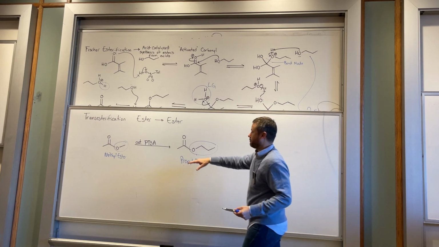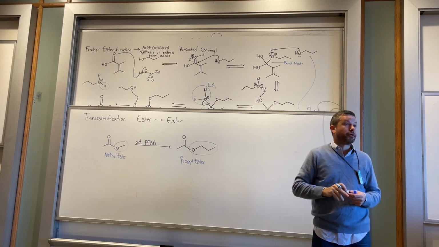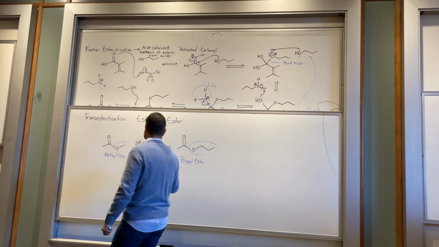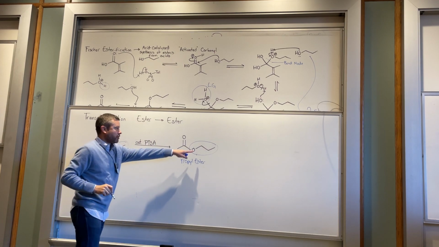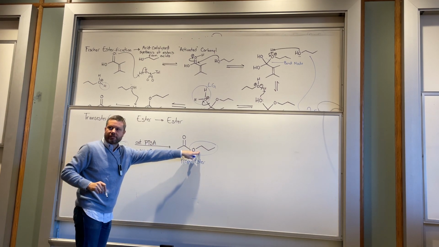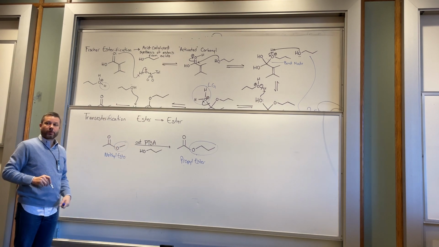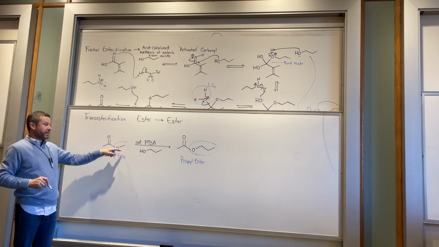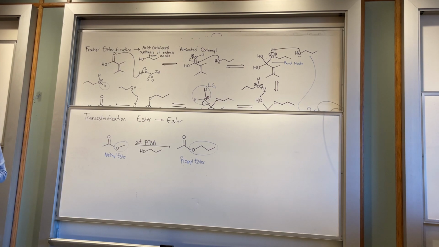Obviously, this can't be the only thing we're adding. So what else do we need to put in there? Joey? Carbonyl. Excellent. We just need the alcohol that we're doing the substitution with. So catalytic PTSA, propanol. We're going to get rid of methanol.